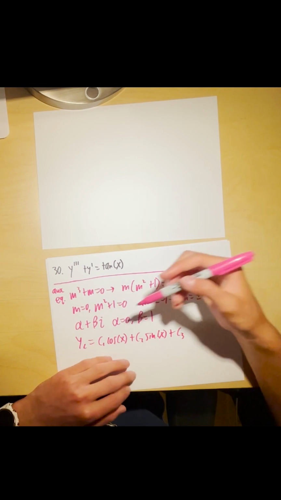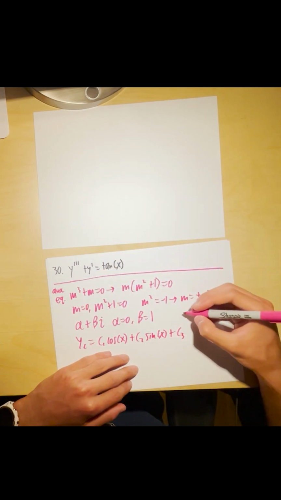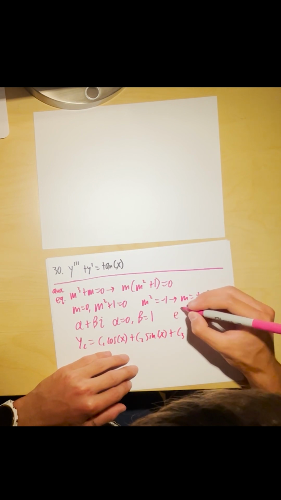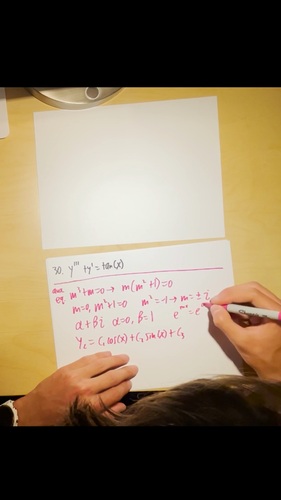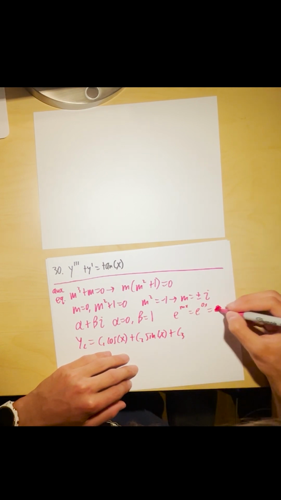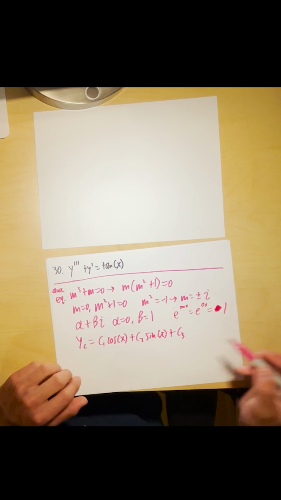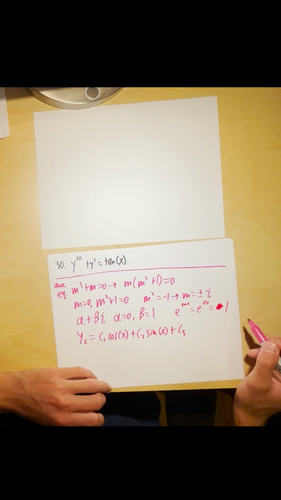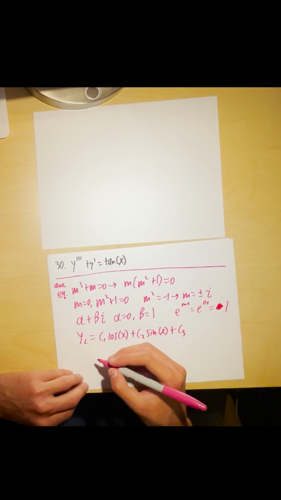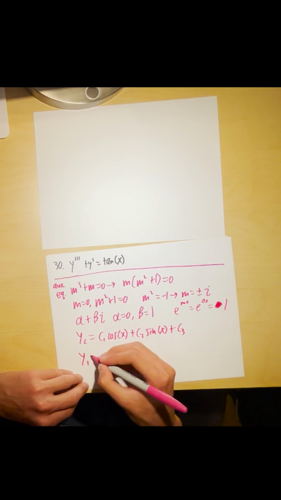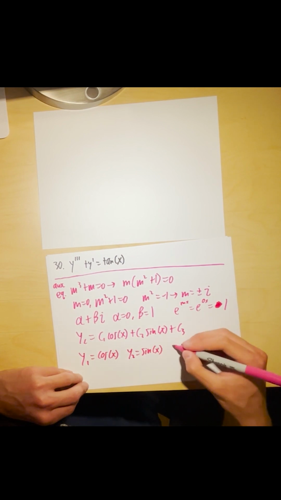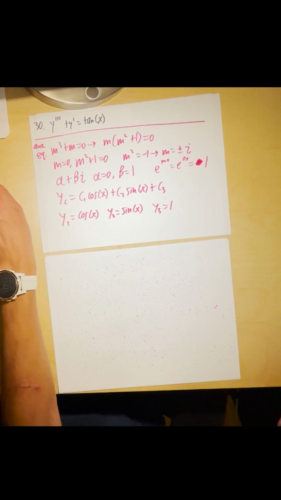The c3 is there because if m equals 0, then, I should write this out, it would be e to the mx, which is e to the 0x, which is 1. 1 times the constant is c3. So here's our complementary solution. On top of that, I'm going to split these up. So y1 is cosine x, y2 is sine x, y3 is 1.